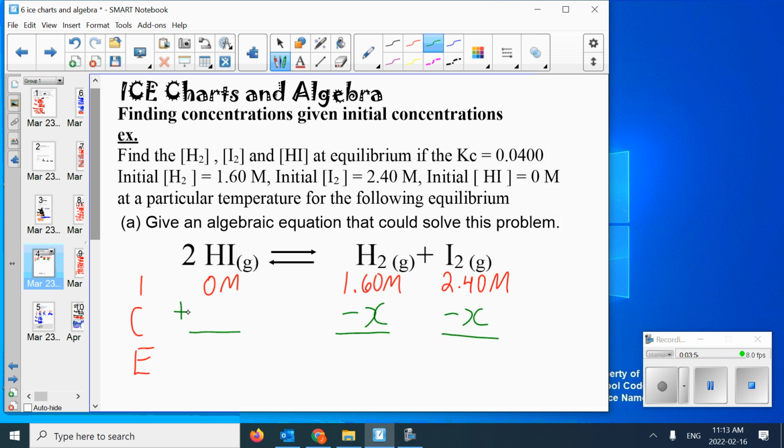Okay, I'm going to pause here. Everything's still in a 1 to 2 ratio. One side's going up, one side's going down. Any questions about this?